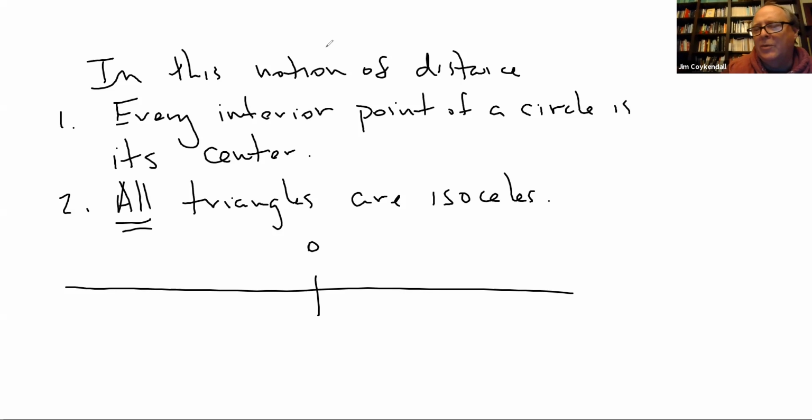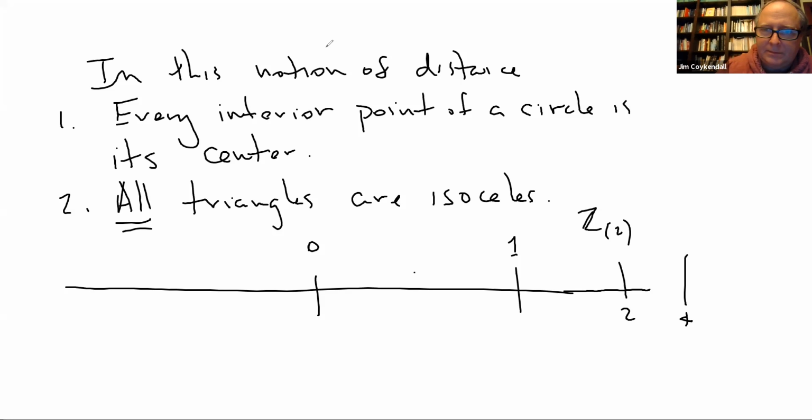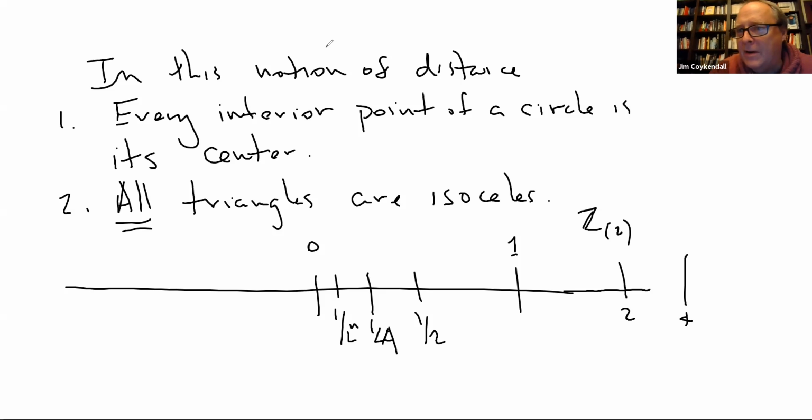Here's the origin. We're used to the real line, and say here's one, and let's say we're in the two-adic thing. Well, 2 is actually closer to the origin than 1, and 4 is closer to the origin than 0. However, at 1/2, you're further away. And at 1/4, you're even further than that. And at 1/2^n, you're very far away.